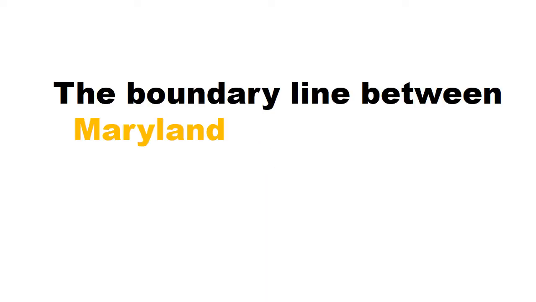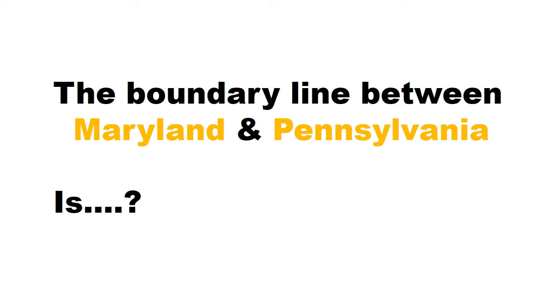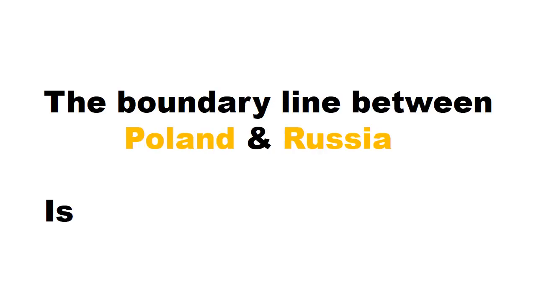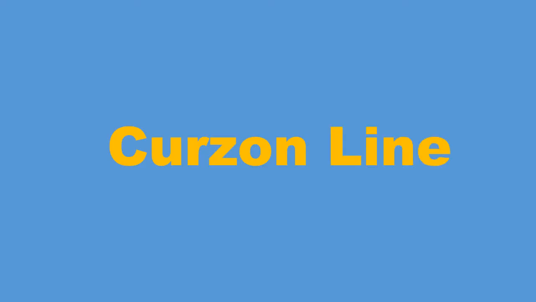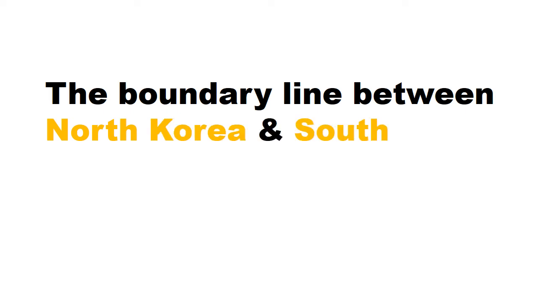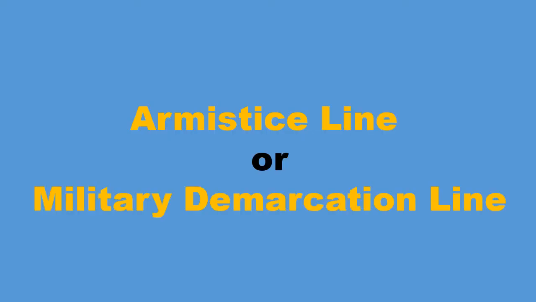The boundary line between Maryland and Pennsylvania is Mason-Dixon Line. The boundary line between Poland and Russia is Curzon Line. The boundary line between North Korea and South Korea is Armistice Line or Military Demarcation Line.